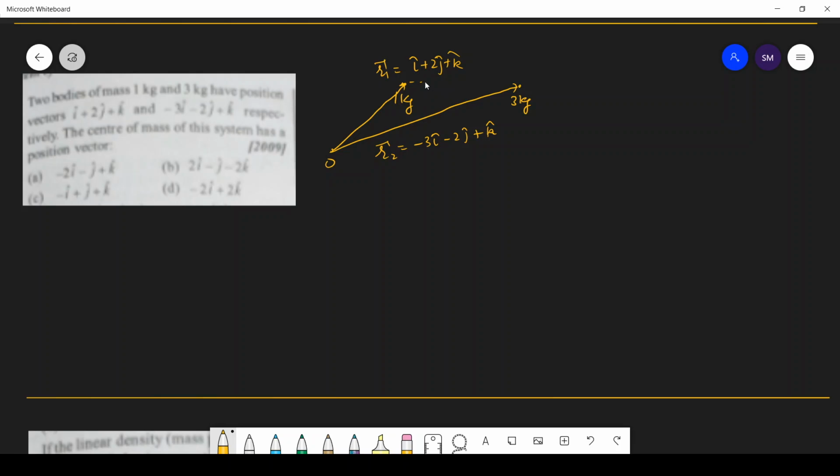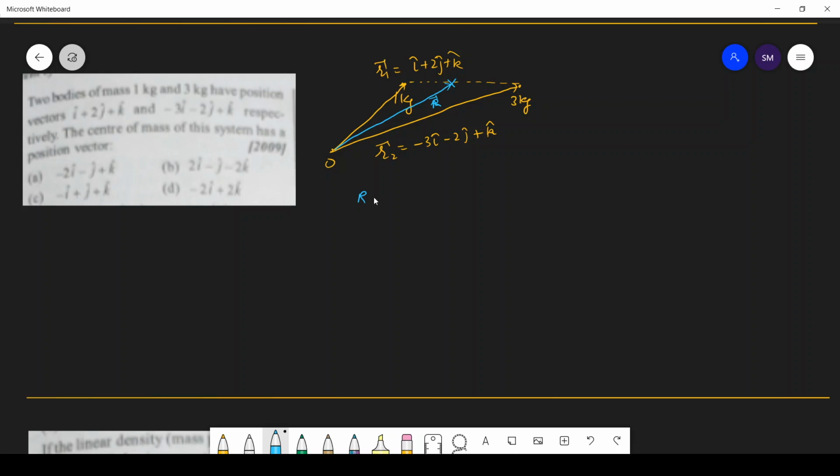So obviously the center of mass will lie on the line joining these two points. If the center of mass is here, you need to tell me this position vector R, which will definitely be denoted by capital R. Find the center of mass. So what will be the formula?